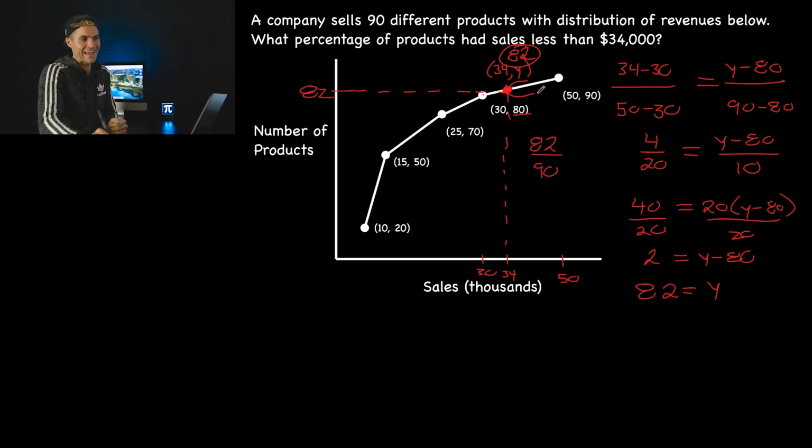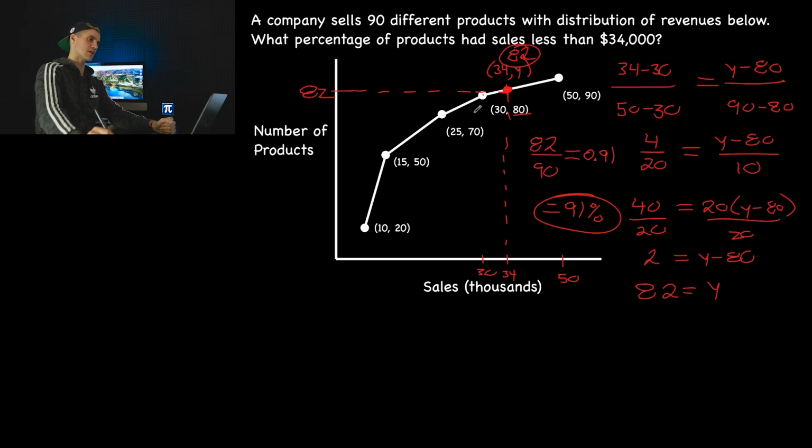And then the remaining 8 products, right, from 82 to 90 is going to give us from 34 to 50, which is going to be that last 16,000 in sales, right? So that's going to be the percentage right there. And so when you do that calculation, you would get 0.91 or 91%, right? So 91% of the products had sales less than 34,000. Maybe this just said less than or equal to 34,000.